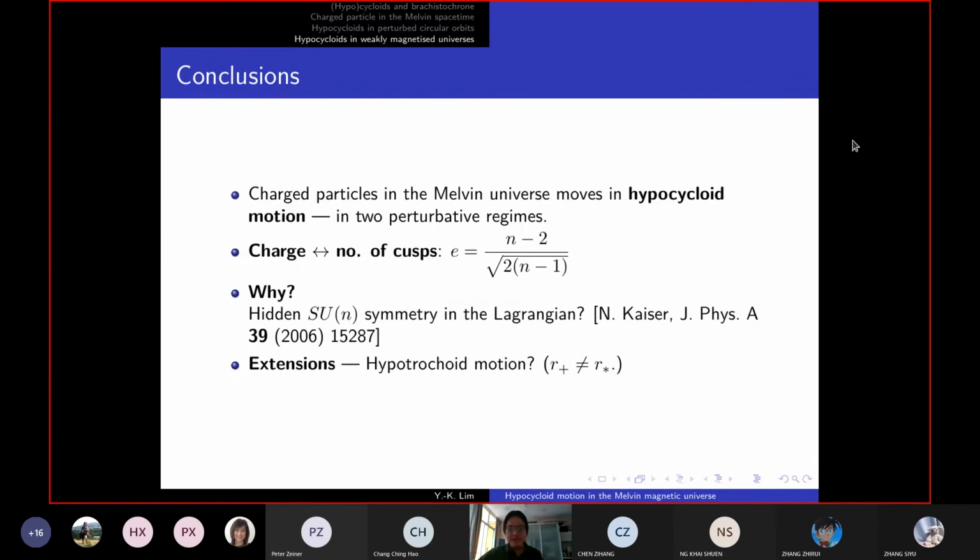Okay, so let's conclude. What we have found is that I answered the question that was bugging me when I was reading John Baez's Twitter: hypocycloids do occur in the Melvin universe in two regimes. And this is one of my favorite formulas I got out of this.